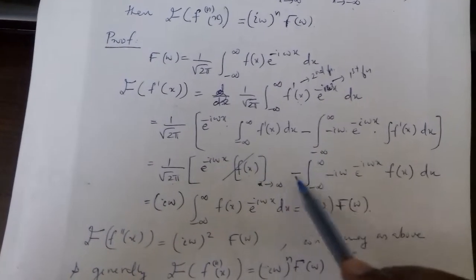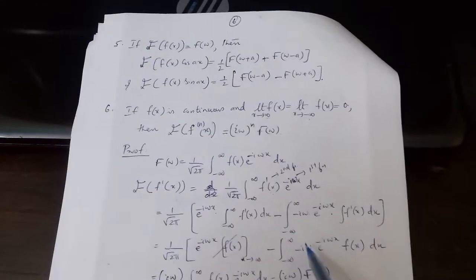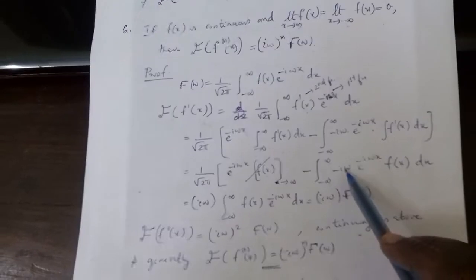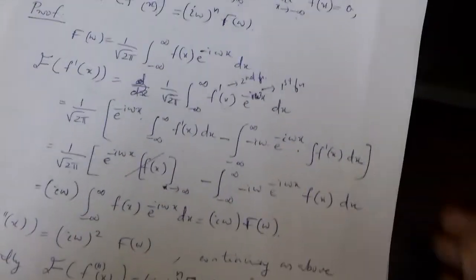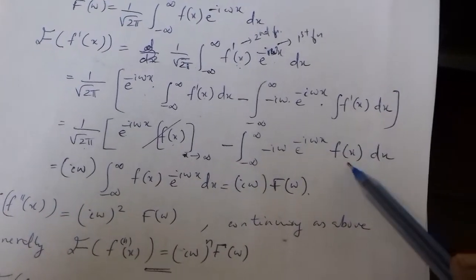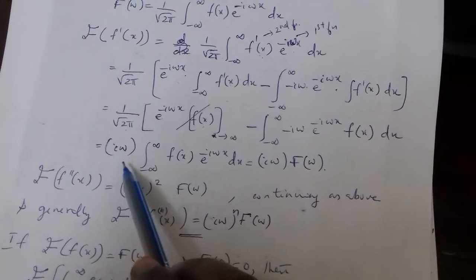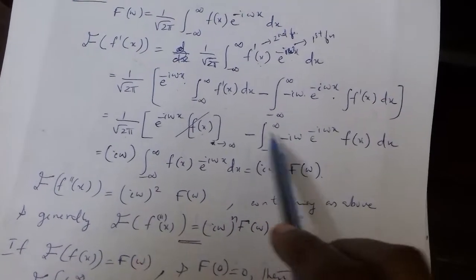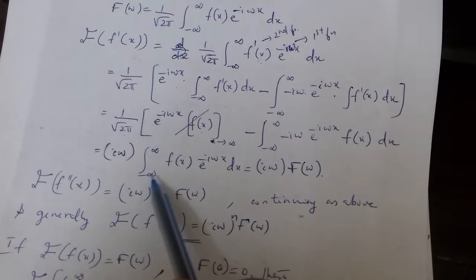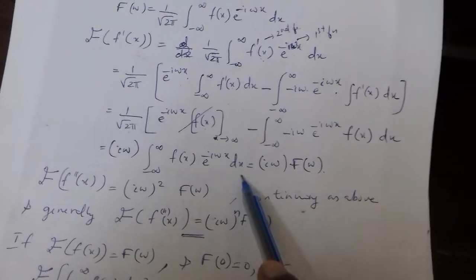Then minus integral from minus infinity to infinity of minus i omega e raised to minus i omega x. Integral of f dash of x is f of x, and it is i omega, minus minus plus i omega, integral minus infinity to infinity f of x into e raised to minus i omega x dx.